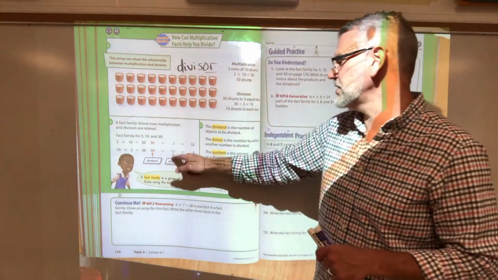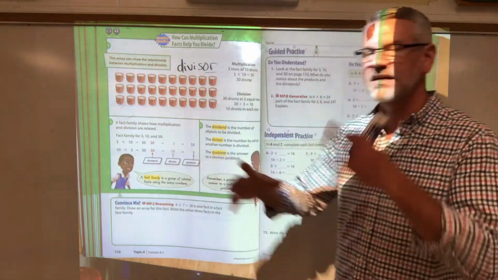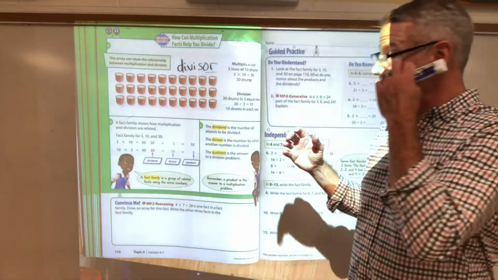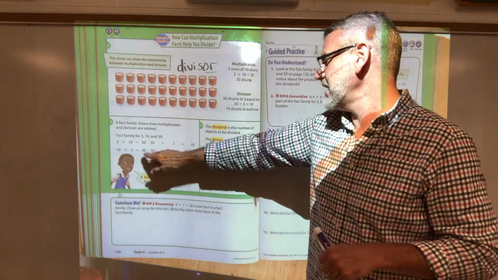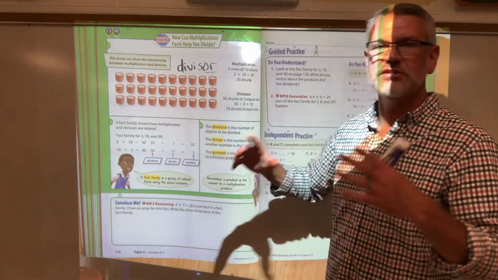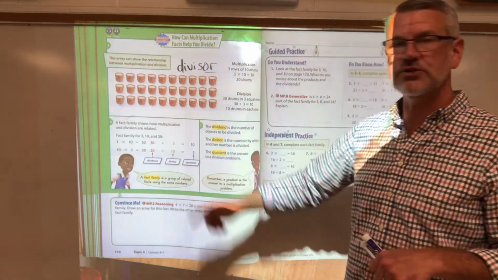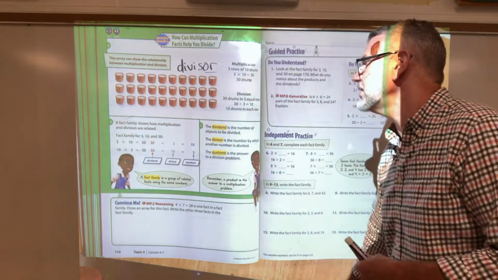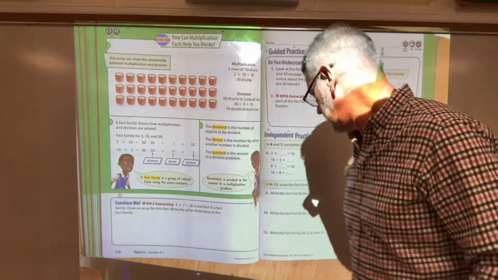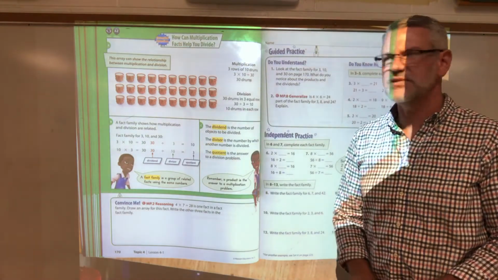The divisor is what you're dividing it. The dividend, what you're dividing it by. So we had 30. We're going to divide it into 10 groups. And the quotient is the answer to a division problem. Quotient. That's a weird word.